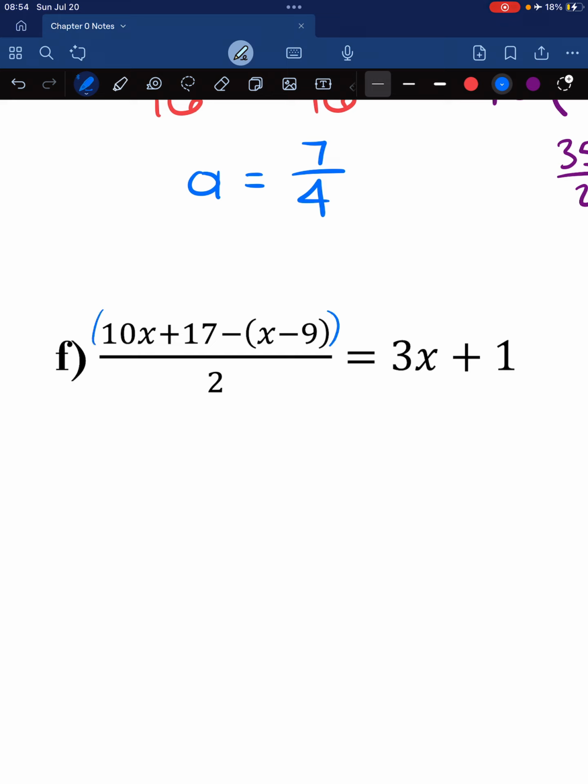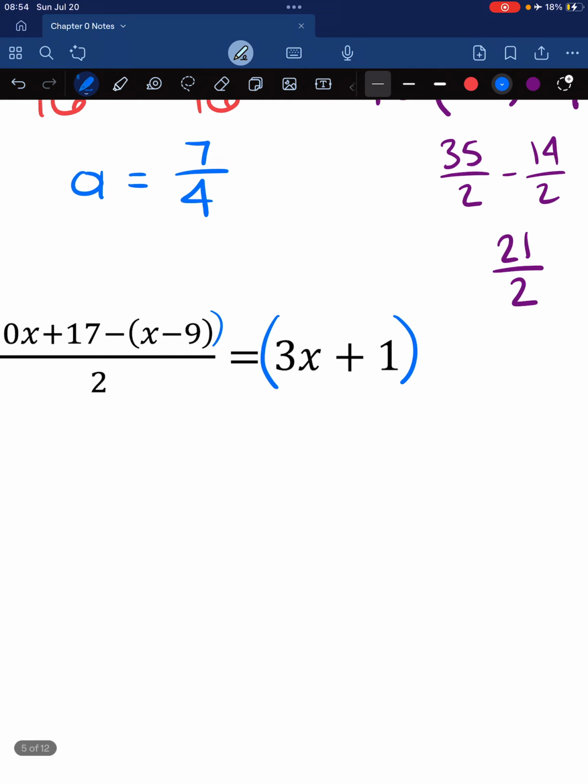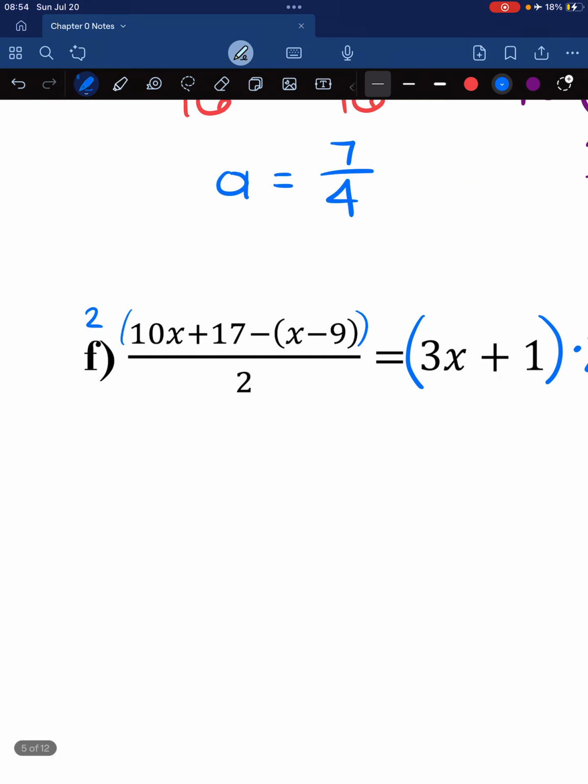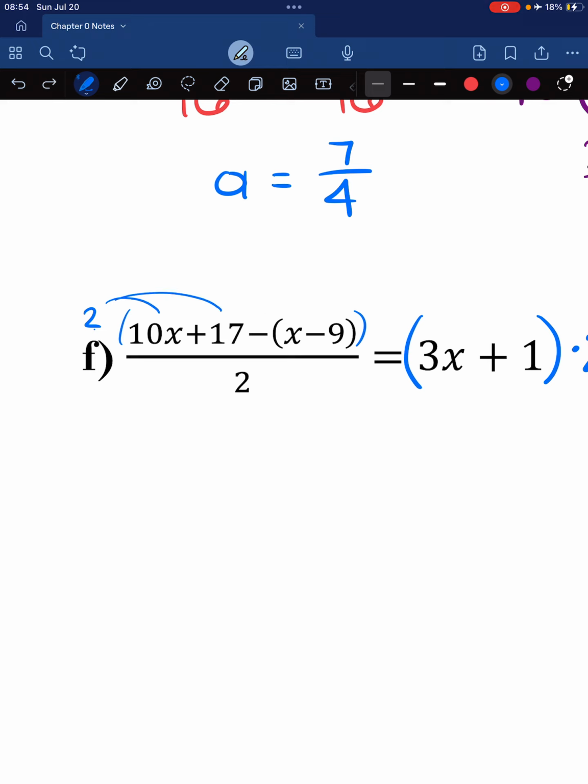Alrighty, we have, again, grouping in the numerator here. And so I want to go ahead and get rid of this divide by 2 first. So if I'm dividing by 2 first, I'm going to multiply both sides by 2. Make sure that we multiply this whole side by 2. I need to distribute that. Instead of distributing this 2 to everything in the numerator, it's just going to immediately cancel out with that denominator. That's why we chose 2 to multiply by. And we end up with 10x plus 17 minus x minus 9.